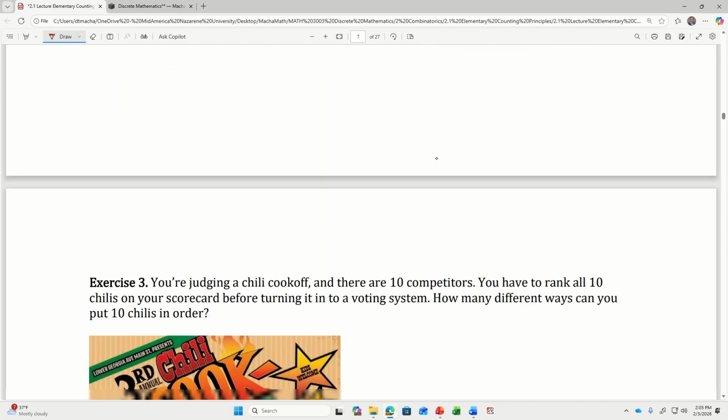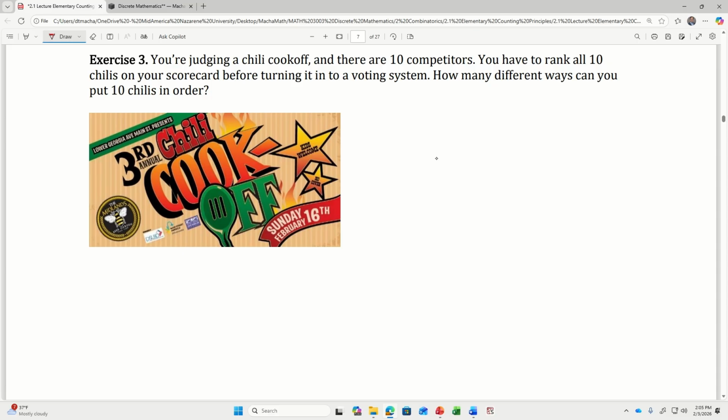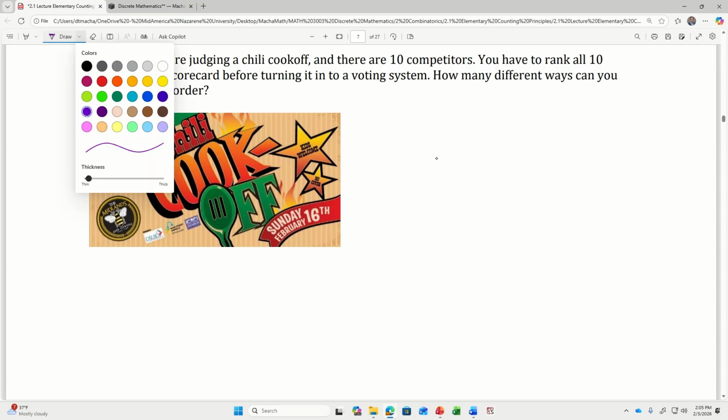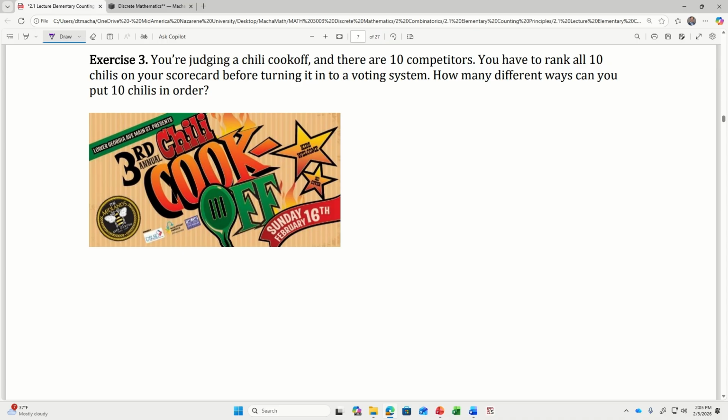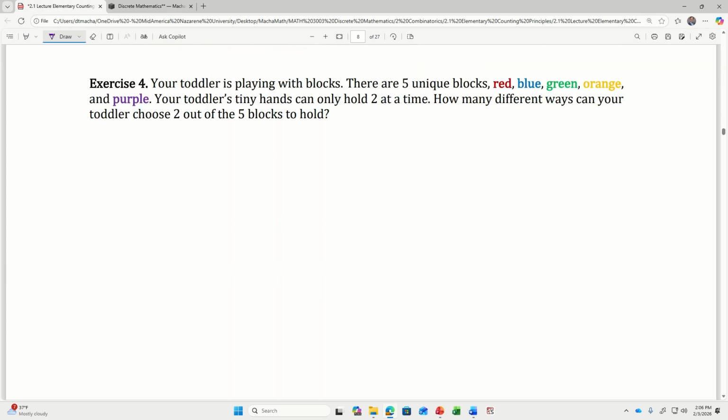Okay. Next, you're judging a chili cook-off and there's 10 competitors. You have to rank all 10 chilies on your scorecard, 1 through 10. So that way you can do a ranked choice voting algorithm, right? How many different ways can you put 10 different chilies in order? 10 factorial, right? 10 times 9 times 8 and so on. That's a lot. That's too many.